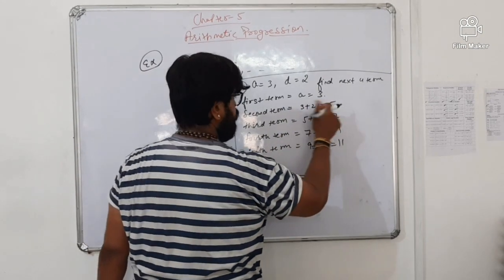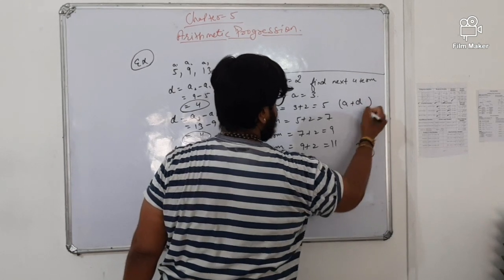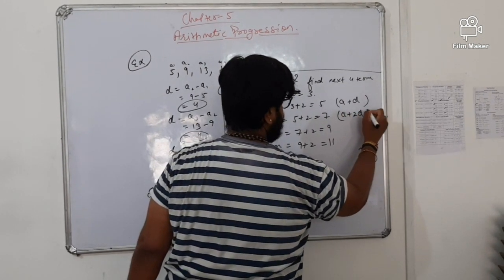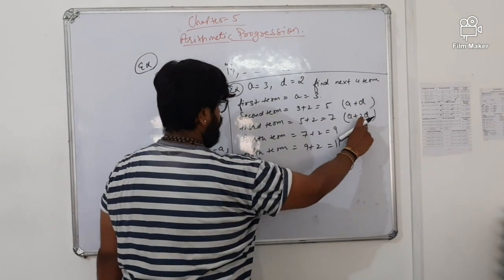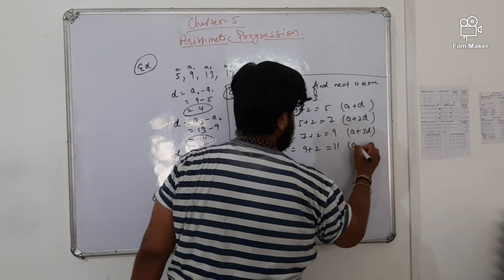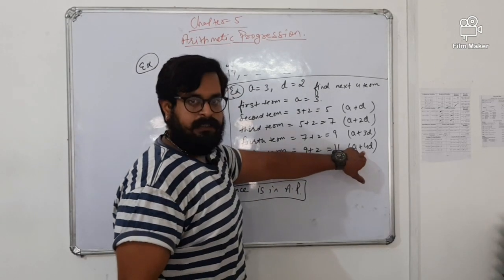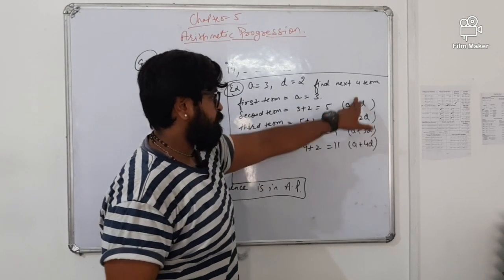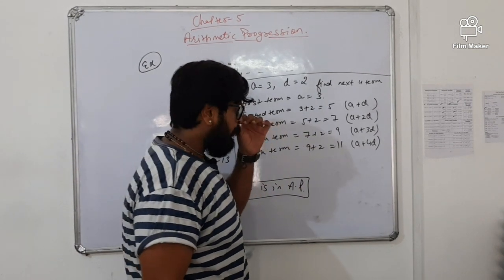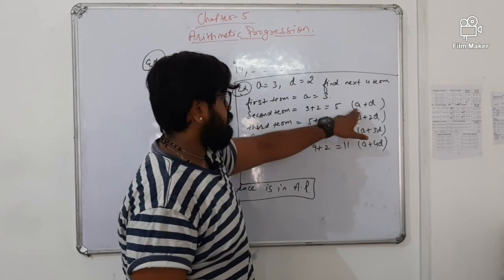Now how do we use this? As we have seen before, a plus d means the first term plus common difference, which is the second term. a plus 2d is the third term, then a plus 3d and a plus 4d. This is the sequence of this series. These are the formulas we saw just two minutes ago, by which we can get all the terms.